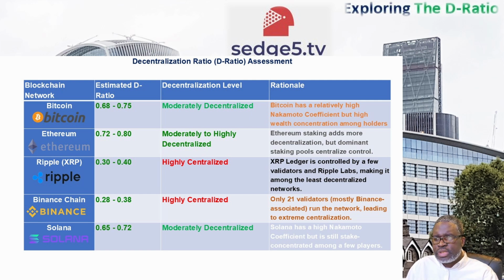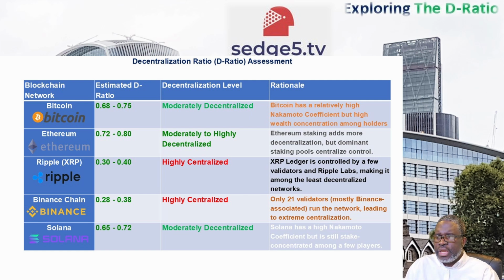It's got a ratio of 0.30 to 0.4, which means it's highly centralized. You can check our range as well. It means Ripple is highly centralized. Most people who are in the know, I don't think you needed the D ratio to tell you that. The XRP ledger is controlled by a few validators and Ripple Labs, making it among the least decentralized networks. I agree with that, okay?